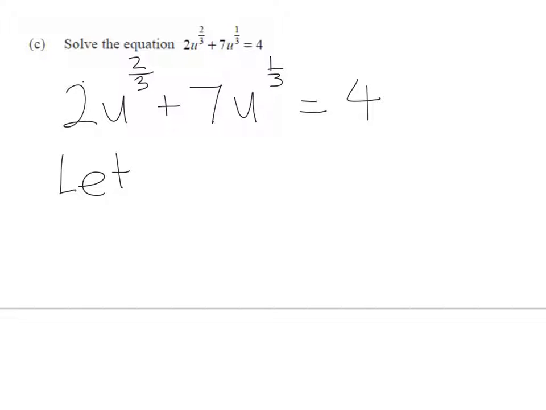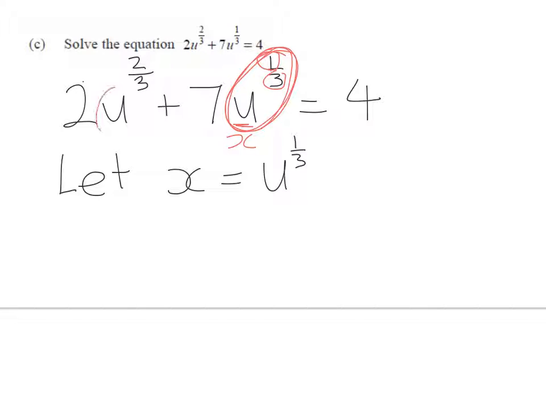We're going to make a substitution. We're going to say let x equal u to the power of 1/3. I'm doing that because this is u to the power of 1/3, which is going to be like my x term in my quadratic, and this is u to the power of 2/3. Okay, so really, really slowly on that, u to the power of 2/3 is equal to u to the power of 1/3 squared.